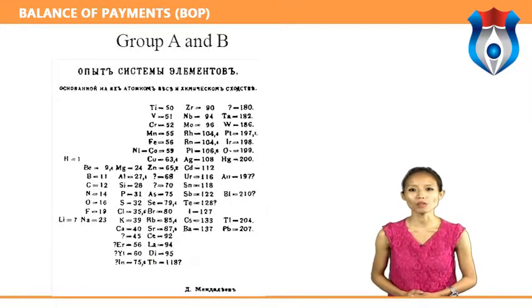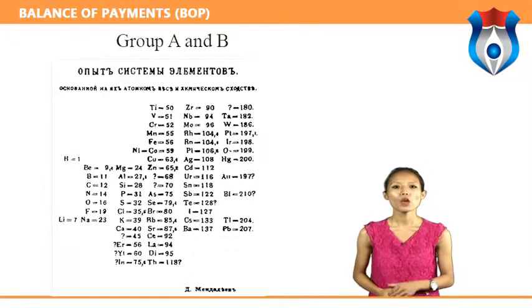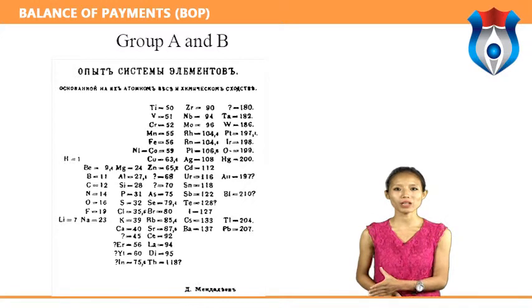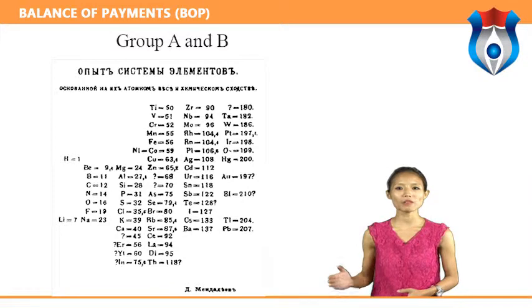There are 2 sets of groups. The group A elements are the representative elements which have S or P sublevels as their outer orbitals. The group B elements are the non-representative elements which have partly filled D sublevels or partly filled F sublevels.